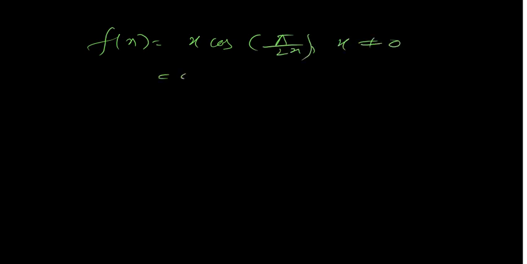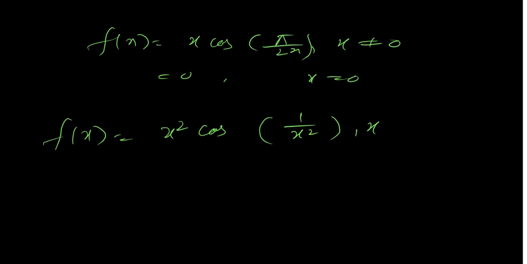Now next we have an example in which we show that this function is not of bounded variation. We have already seen that the function f of x, which is equal to x cos of pi by 2x if x is not equal to 0, and equal to 0 if x is equal to 0, is not of bounded variation. Now we have another function, f of x equal to x square cos of 1 over x square if x is not equal to 0, and equal to 0 if x equal to 0. So you show that this function is also not of bounded variation.